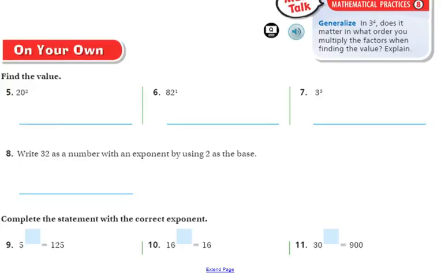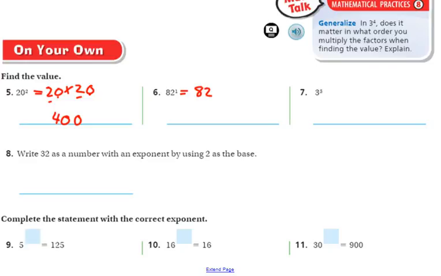Go ahead and watch me take care of number 5. Find the value, 20 to the 2nd power. Writing it out in that expanded form as a product of the same factor here. That's 20 times 20. Okay, if you need to get that into the calculator, go ahead, but 2 times 2 is 4. I have 2 zeros left. That's going to give me an answer of 400. Then I'm going to take a look at number 6 here, 82 to the 1st power. Well, that's just going to be equivalent to 82.